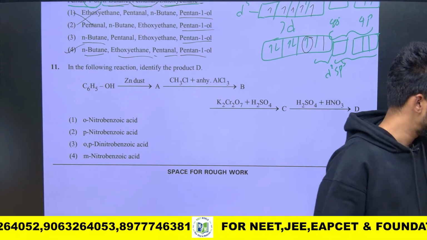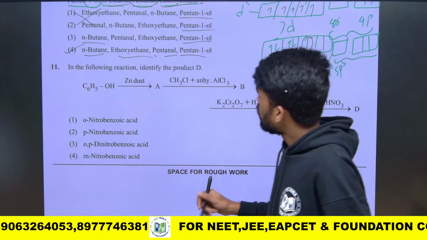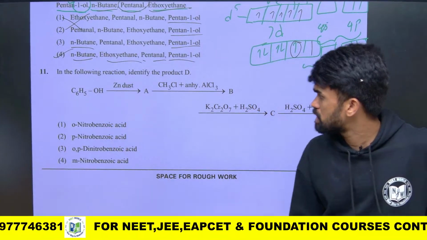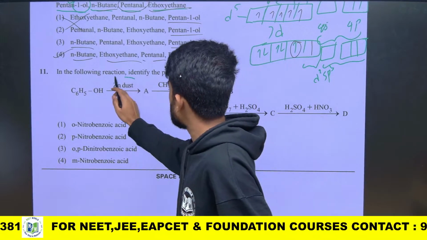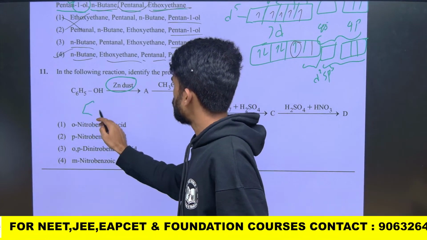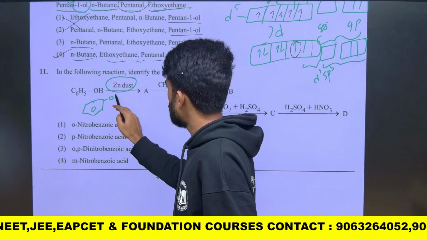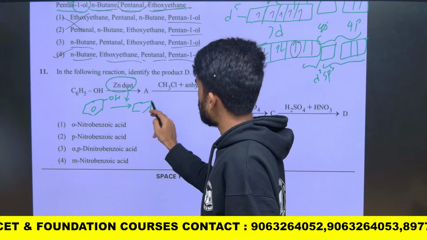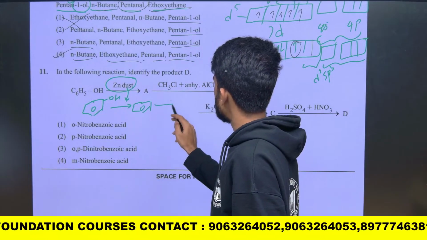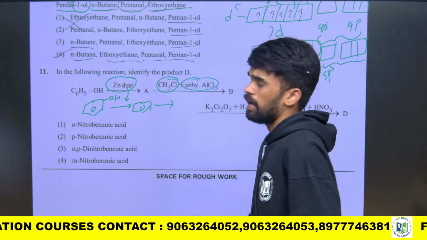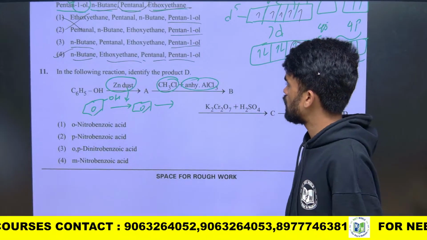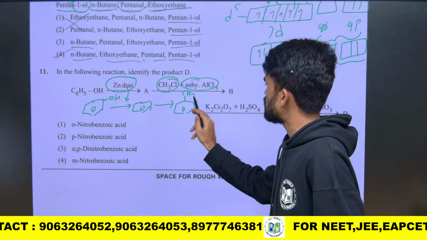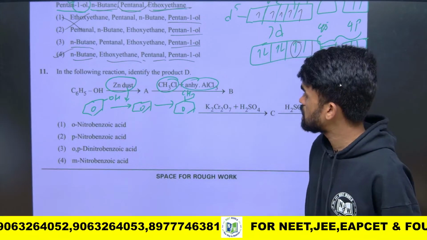Again, next here we have phenol, C6H5OH, treated with zinc dust. So what happens whenever we treat phenol with zinc dust? It gives the benzene ring. So our A is benzene. Upon treating with CH3Cl and anhydrous AlCl3, that is Friedel-Crafts alkylation. So our B will be, alkylation taking place on the benzene ring, so this is methyl benzene, our B.